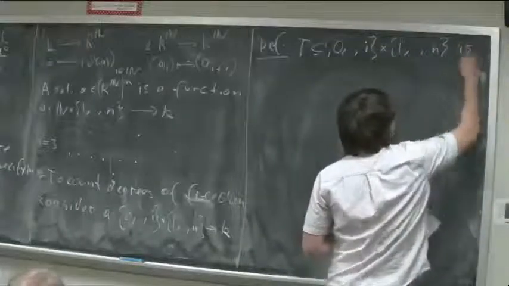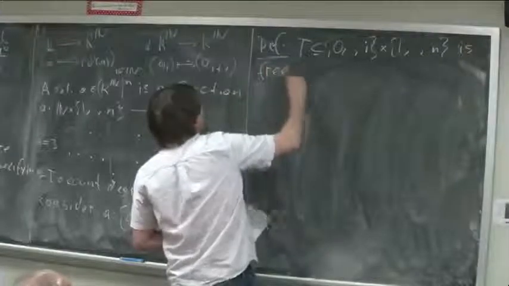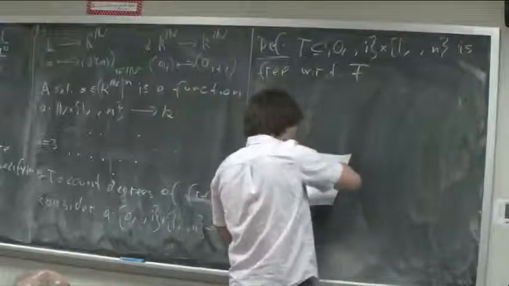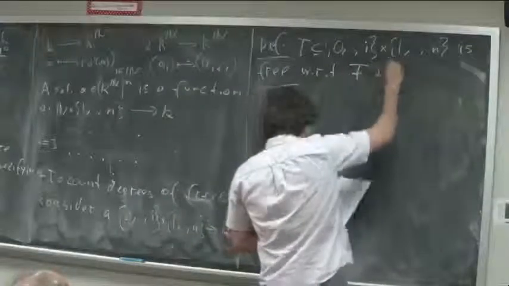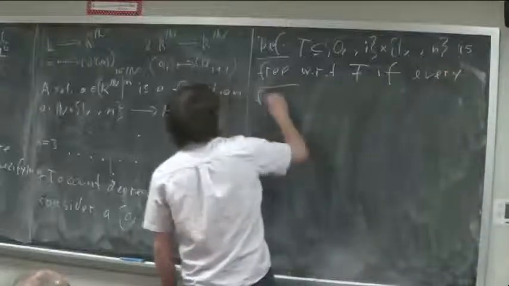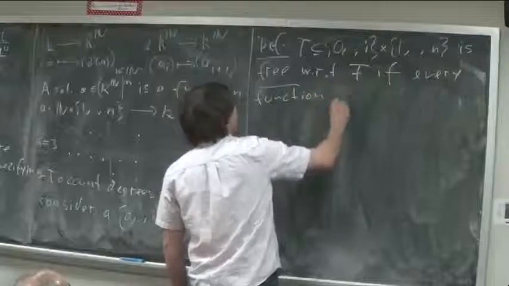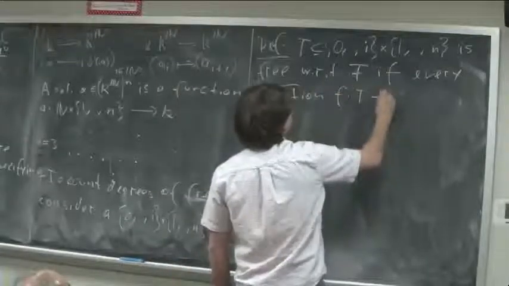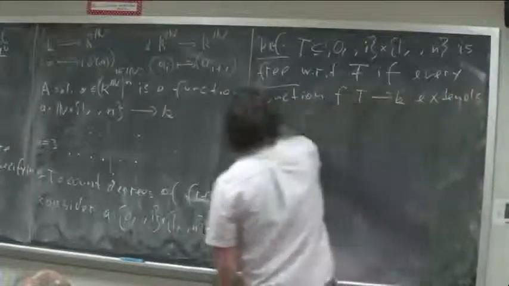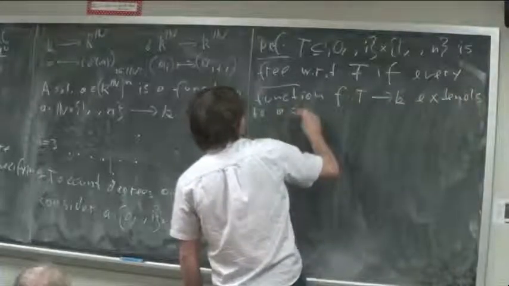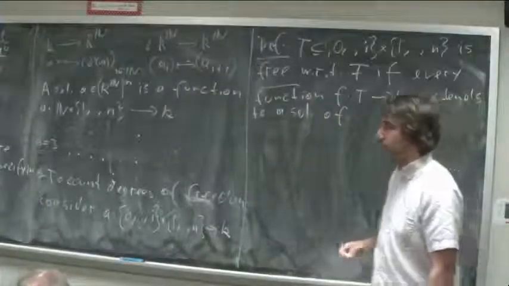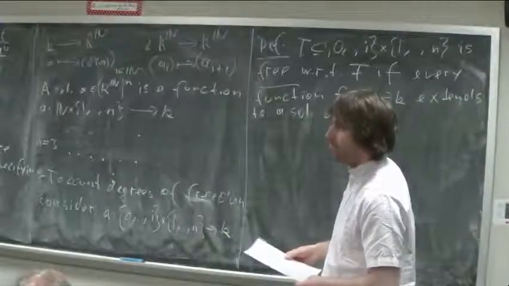So a subset here is free with respect to f if every function f from t to k can be extended to a solution of f. Okay. So by the way, from the historic perspective, what did Kohn say about this?